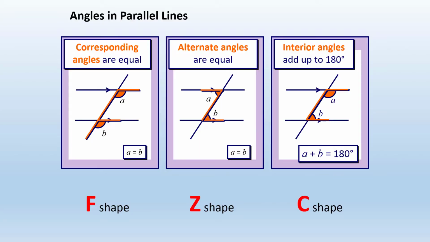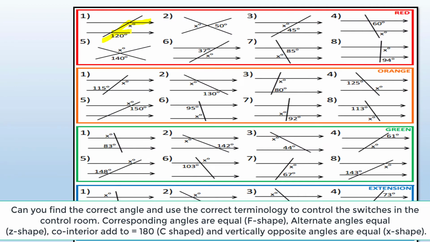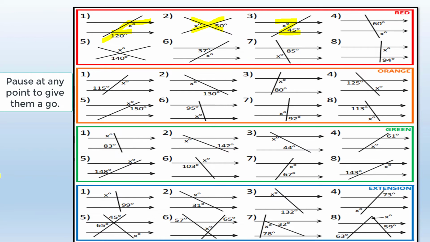Right, so there are different switches in the control room, an F switch, a Z switch and a C switch, and you need to select the right ones. Take a note of these key facts. That makes an F shape. That's an X shape. And that's a Z shape.